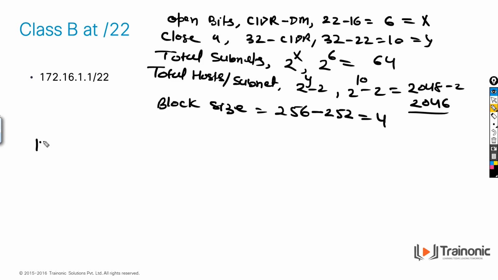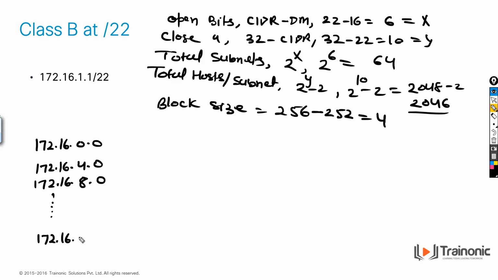Let's start. 172.16.0.0, 172.16.4.0, 172.16.8.0. It will go till 172.16.252.0.